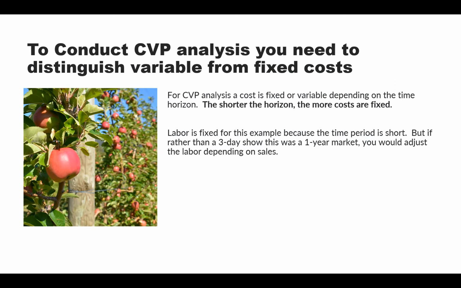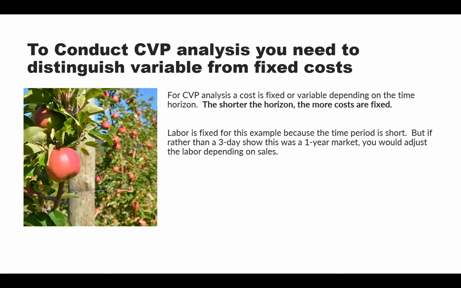So, the shorter the horizon, the more costs are going to be fixed. Some industries have more fixed costs than others. Orchards have a lot of fixed costs, a lot of capital costs that you need to have revenue coming in to cover.